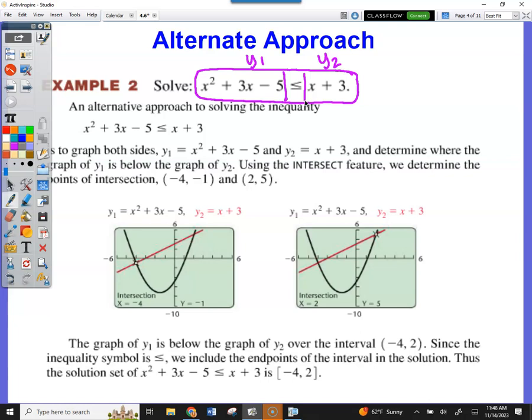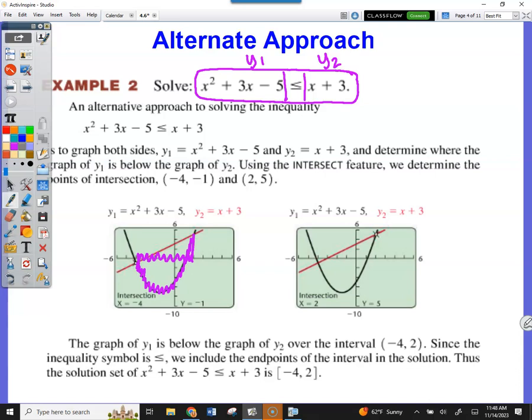So if you look at this picture, Y1 is a quadratic, Y2 is linear. Where is the quadratic underneath the line? Lower than the line, less than. It's less than here. Now look at the x values. That would be here to about right there. I can't tell exactly. But it's the same thing we got. We got -4 to 2. Do you see that? So that's the second approach.